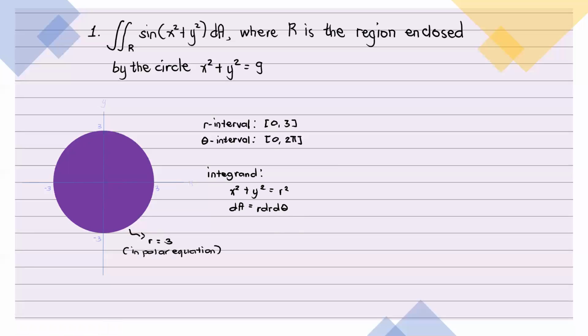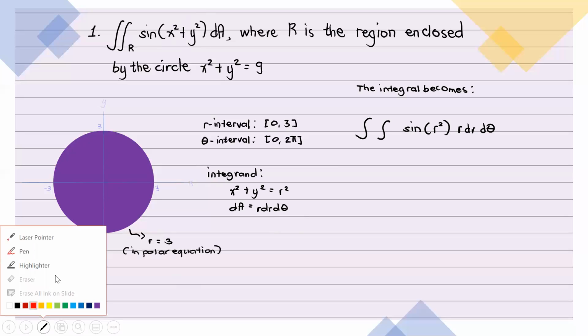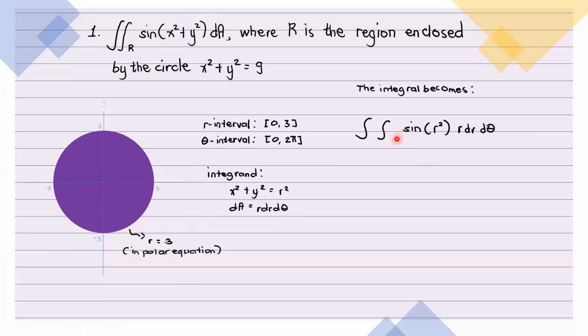Okay? Hence, now, the integral becomes the double integral of sine. Ito ay magiging r squared. And then, yung dA ay r dr d theta. Okay? And then, inner integral is with respect to r. So, we put here the limits of integration na galing sa r interval.